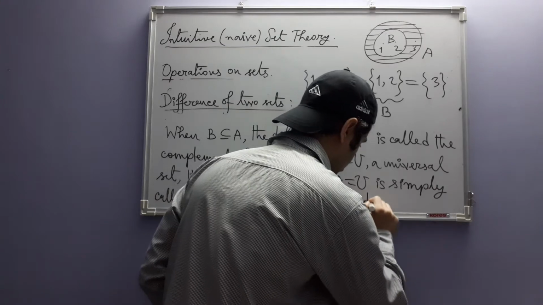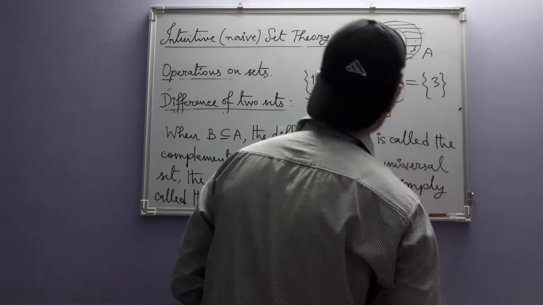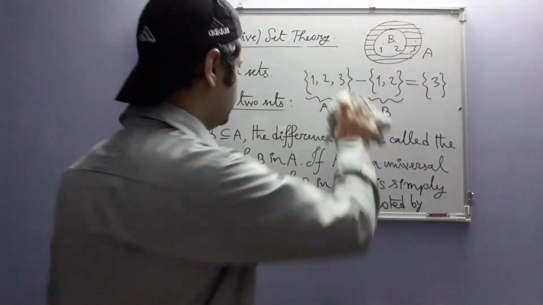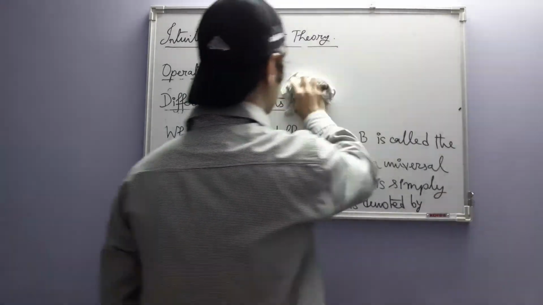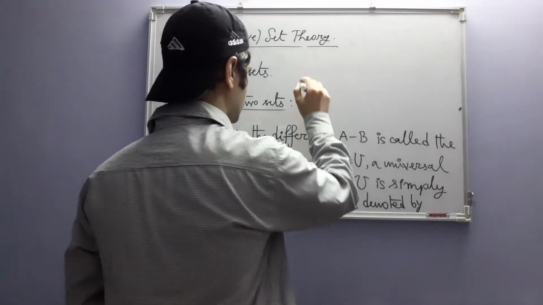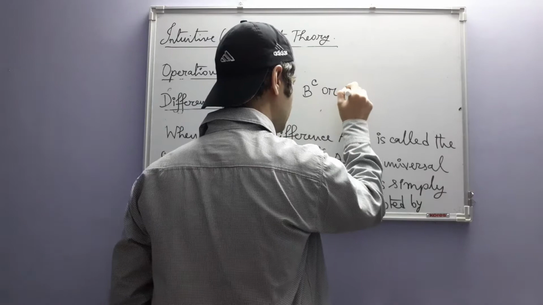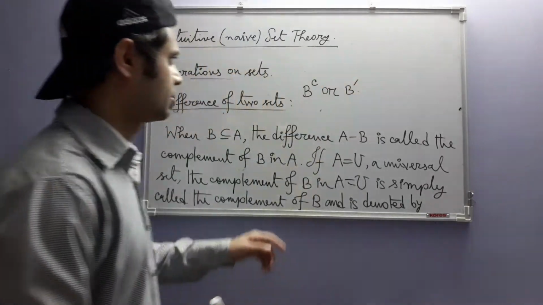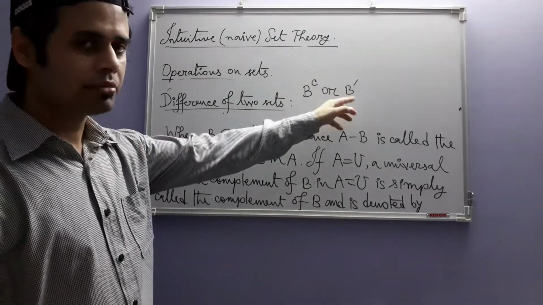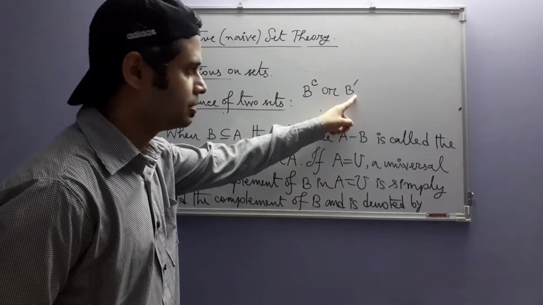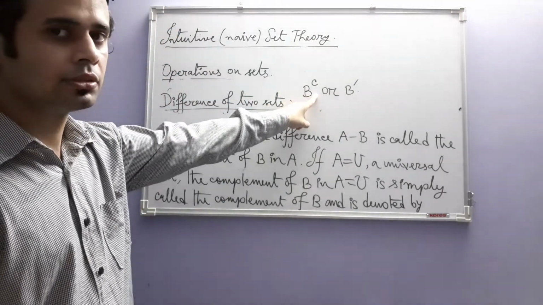and is denoted by, let me write it here, and is denoted by B suffix C or B prime. C of course denotes complement, and prime is also sometimes used. In fact, this is the one used more frequently than this one. This one has fallen out of use.